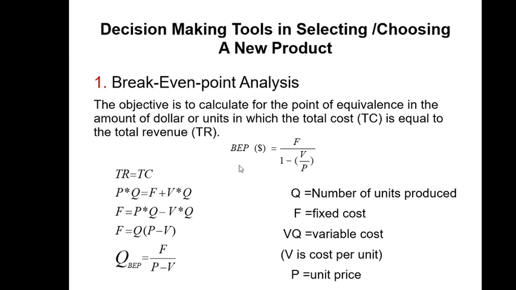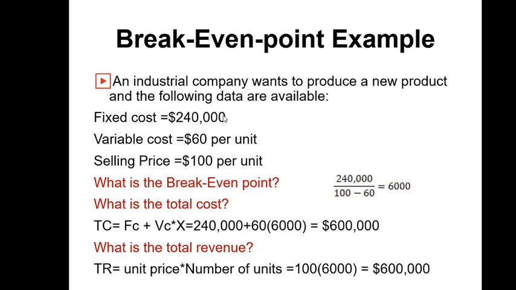Now, this formula will be used in other chapters. This is the break-even point also, but in dollars. Instead of number of units, here in dollars, this one we will use in other chapters. Today we will apply this formula. Remember, Q as a break-even point, the number of units, is equal to fixed cost divided by price minus variable cost. We have a question here, an example, sorry.